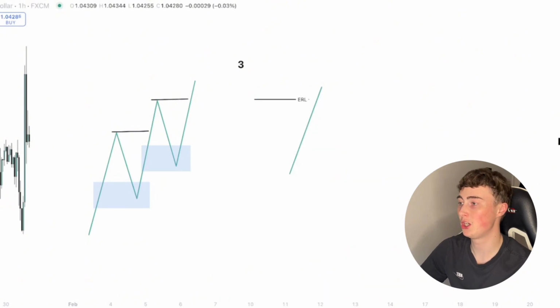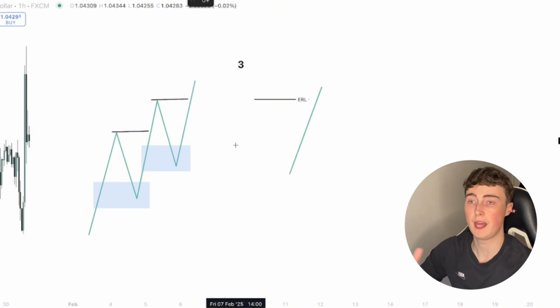Let's say you're targeting external range liquidity, right? Before price can actually give you this run to the upside, it needs a liquidity sponsor. Think of it like fuel for price to move, right? Like to drive a car anywhere, you need fuel, right? For the price to go to your target, it needs fuel. And to do that, it takes out liquidity, right?